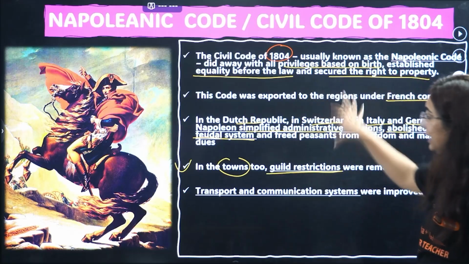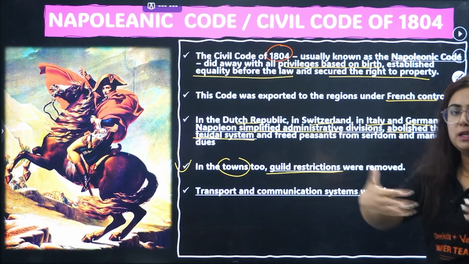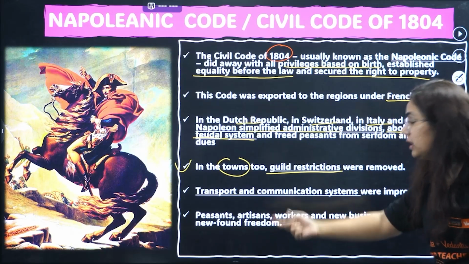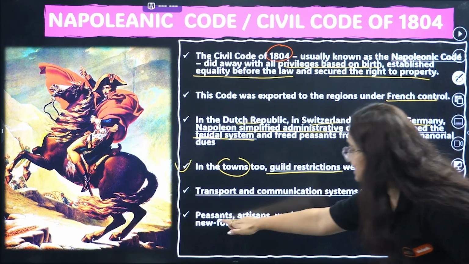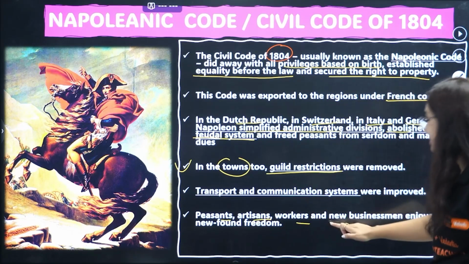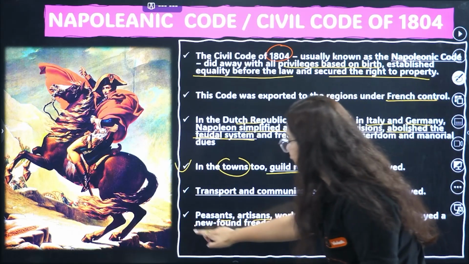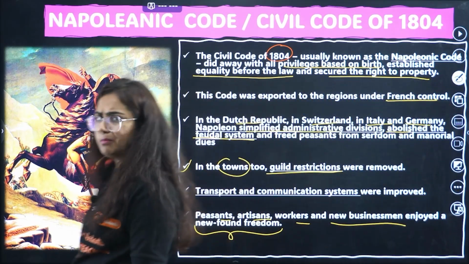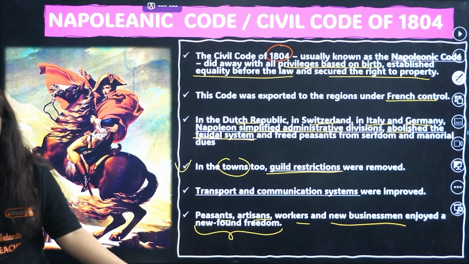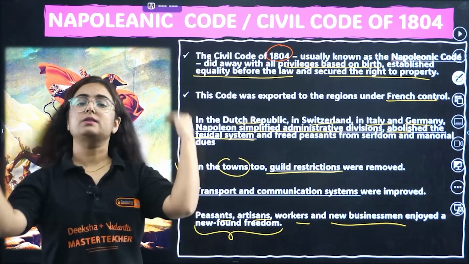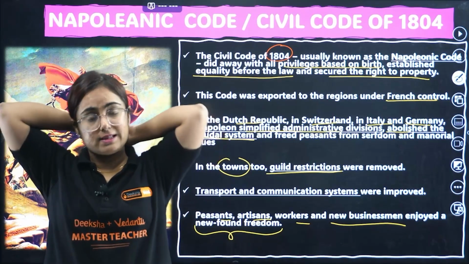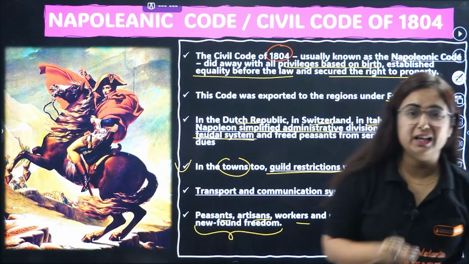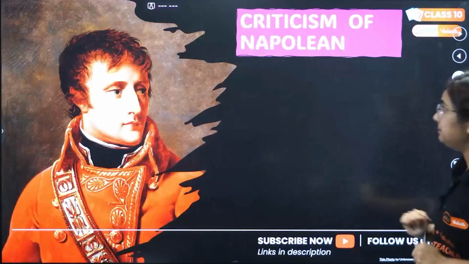Okay? Now as they opened up the economy, the transport and communication systems needed to be improved, and this is how these peasants, artisans, workers, and new businessmen enjoyed a newfound freedom. Up till now, what are you thinking in mind? That, ma'am, Napoleon was a good person. Right? Napoleon was a good person. He gave so many rights to the citizens, and a similar thinking was of the people who were living under French control at that time.